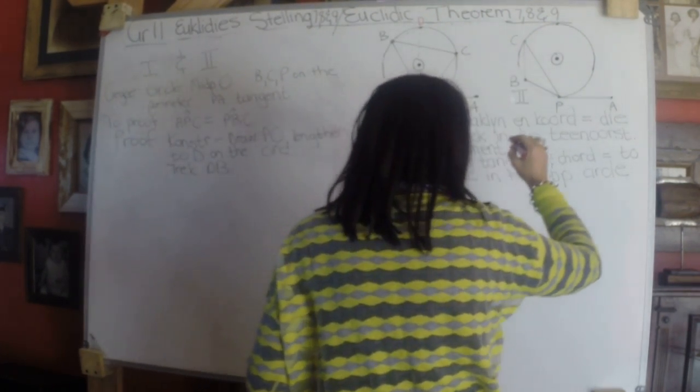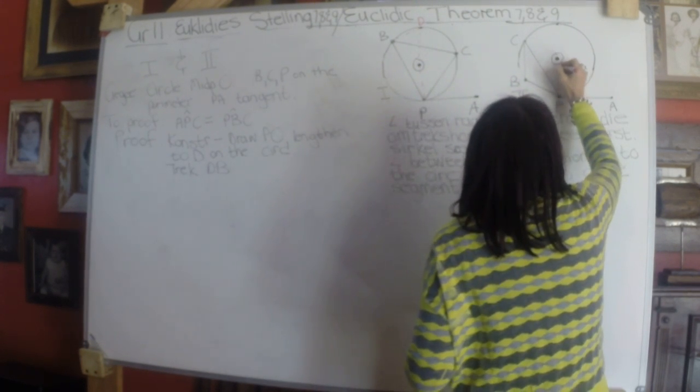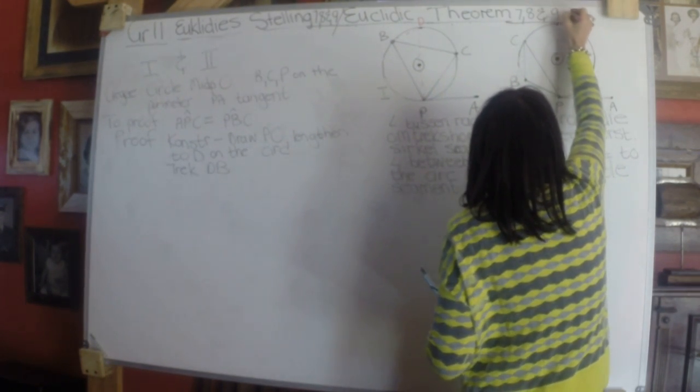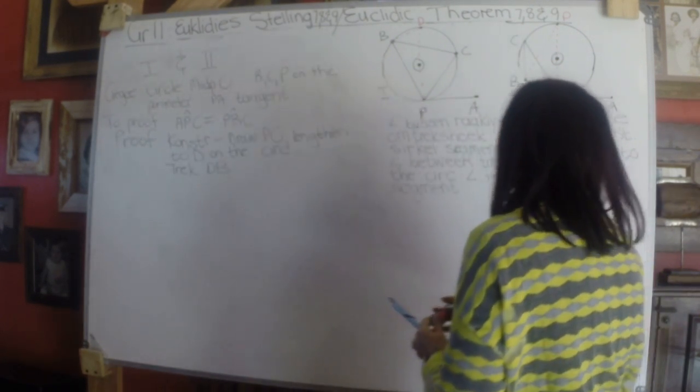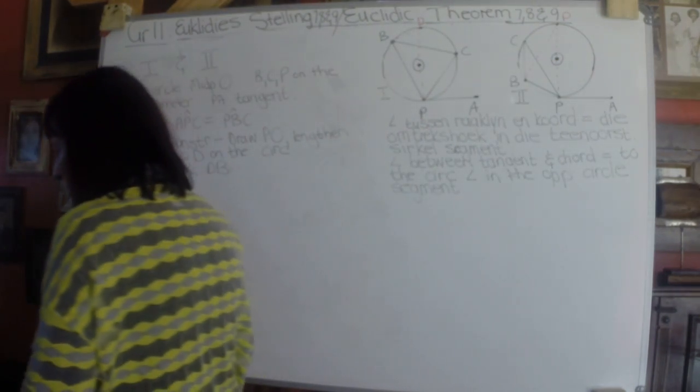So we're going to do exactly the same here. P to O, lengthen to D, and then we're going to connect D and B with each other. So it's exactly the same construction.